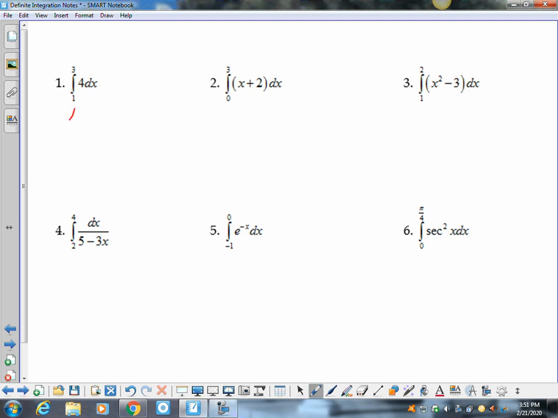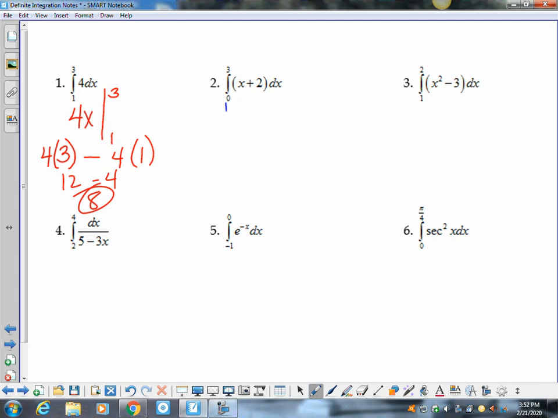So the integral of 4 is going to be 4x. Normally you would put the plus c, but here you're going to evaluate from 1 to 3. So you're going to do 4 times the upper limit minus 4 times the lower limit, which is 8. And again, if this goes too fast, I want you to pause it after each problem so that your brain can wrap around whatever it needs to wrap around before you move on to another example.